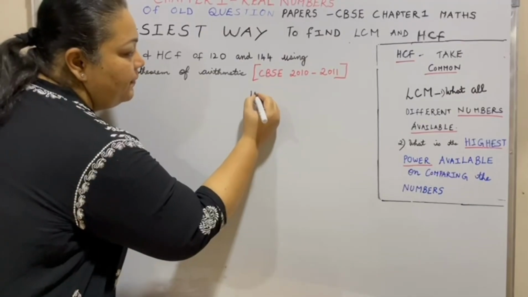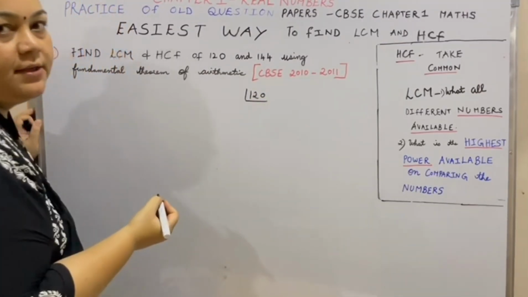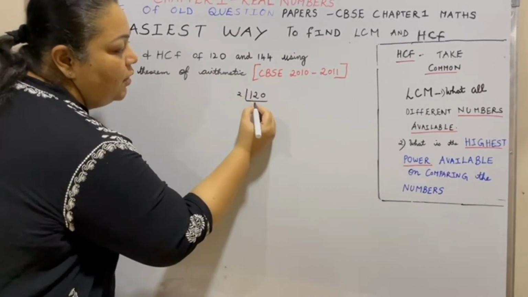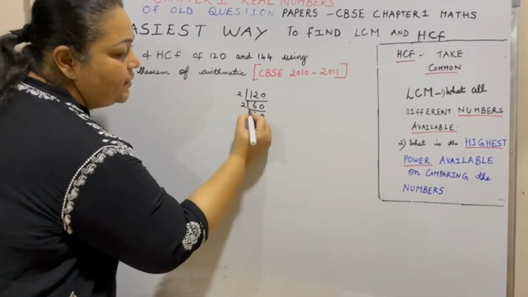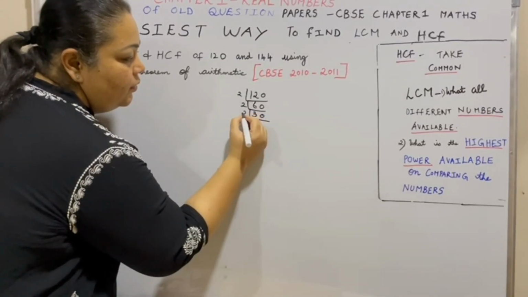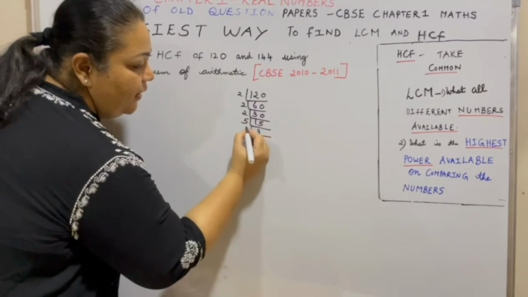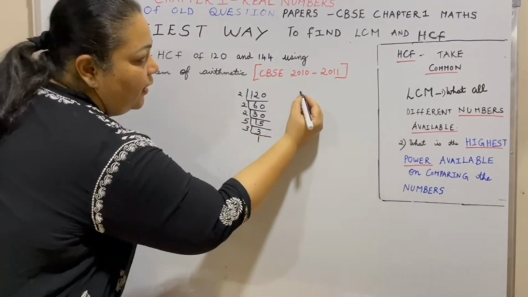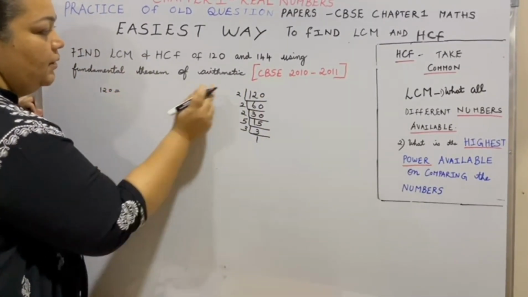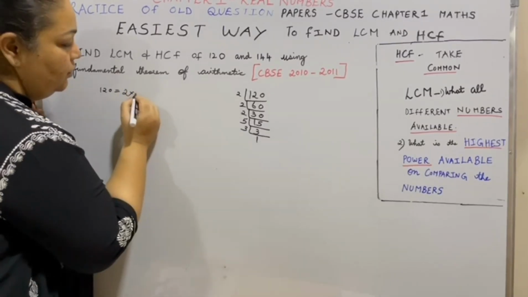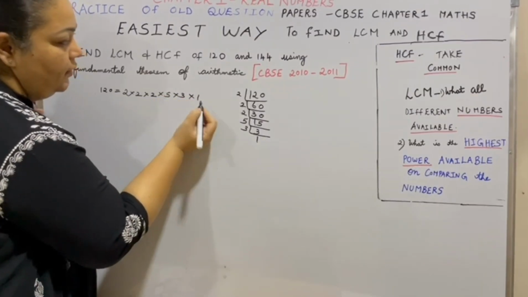First we will find the prime factorization of 120. What is prime factorization? You all know, we have studied. So 2 sixes are 12, 2 threes are 6, 2 fifteens are 30, 5 threes are 15, 3 ones are 3, and 1. So the prime factorization of 120 will be 2 into 2 into 2 into 5 into 3 into 1.